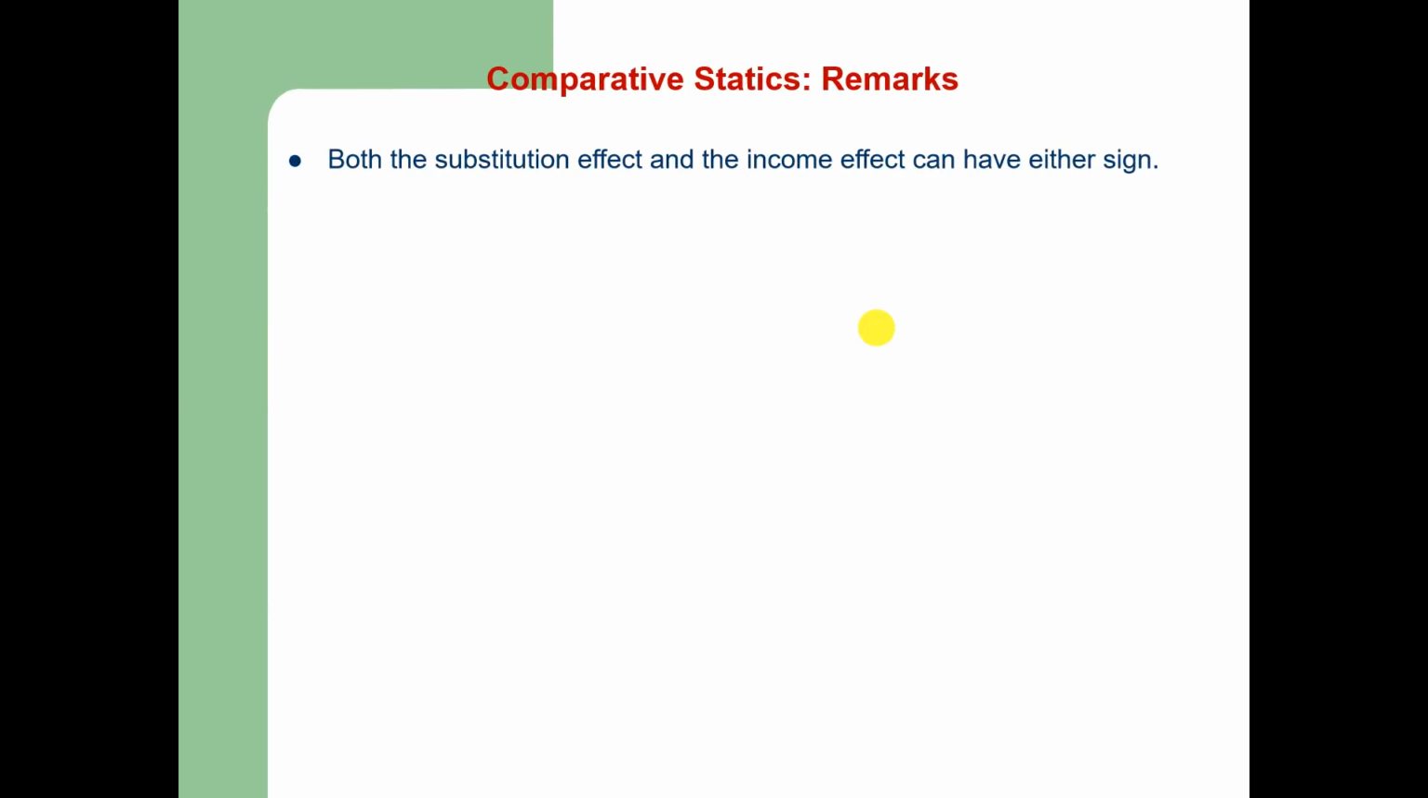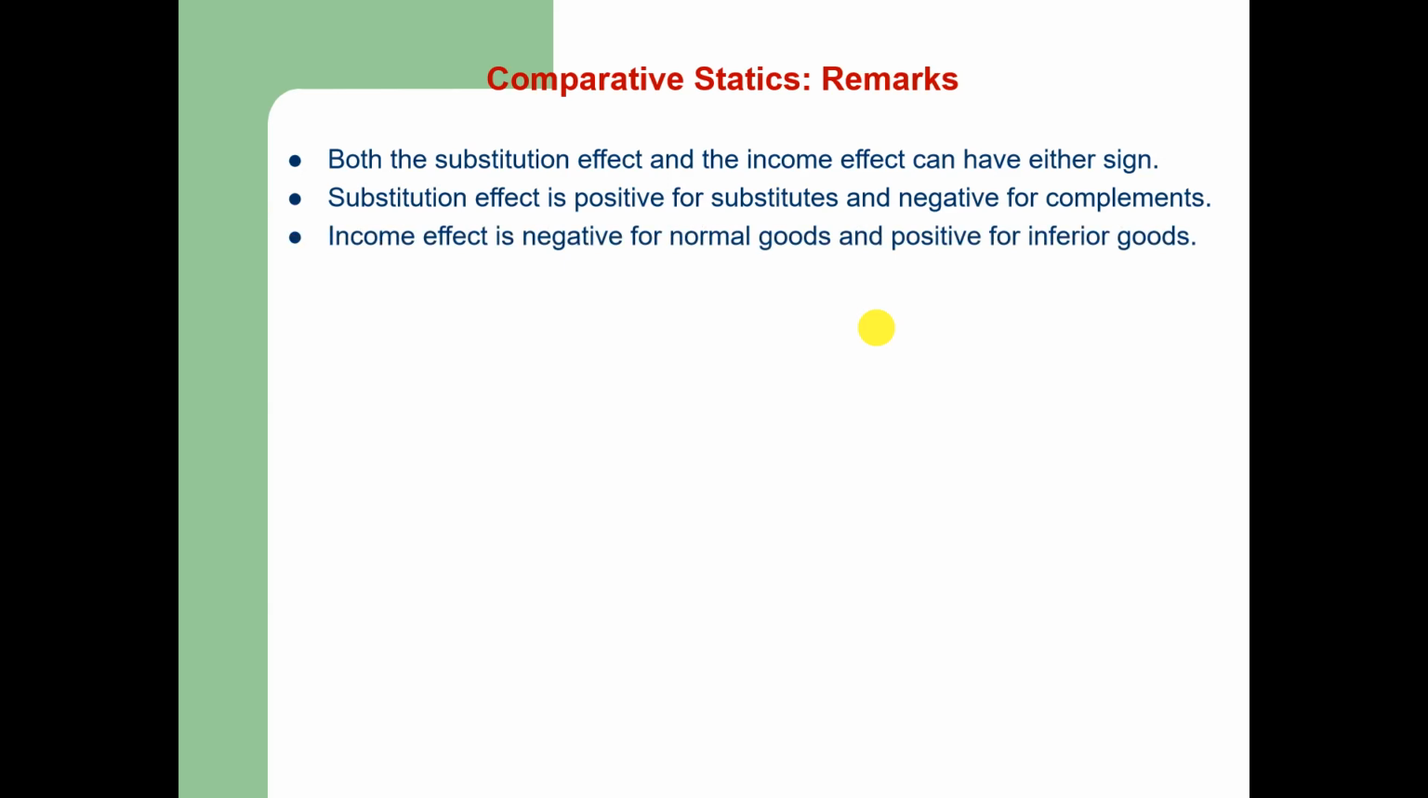Both the substitution effect and the income effect can have either sign. They may be negative or they may be positive. Substitution effect is positive for substitutes and negative for complements. So, if the sign of the substitution effect is positive, then the two goods are substitutes. If its sign is negative, then they are complements. Income effect is negative for normal goods and positive for inferior goods. So these are very interesting lessons learned from this presentation.